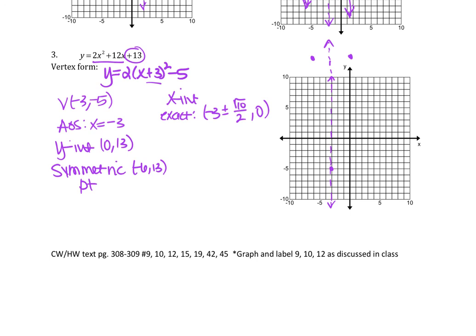And then we just need to plug these into the calculator to get approximate answers. So -3 plus √10/2 gives me -1.420. And -3 minus √10/2 gives me -4.580. So I'm going to graph those as closely as I can. And then I'll connect to make my parabola.